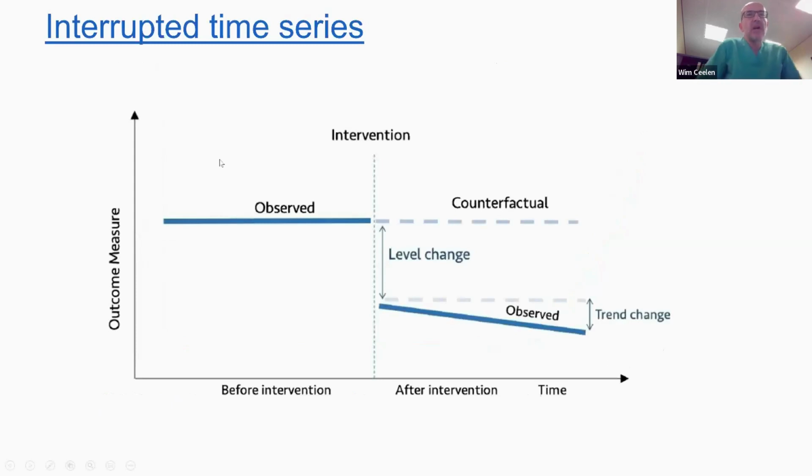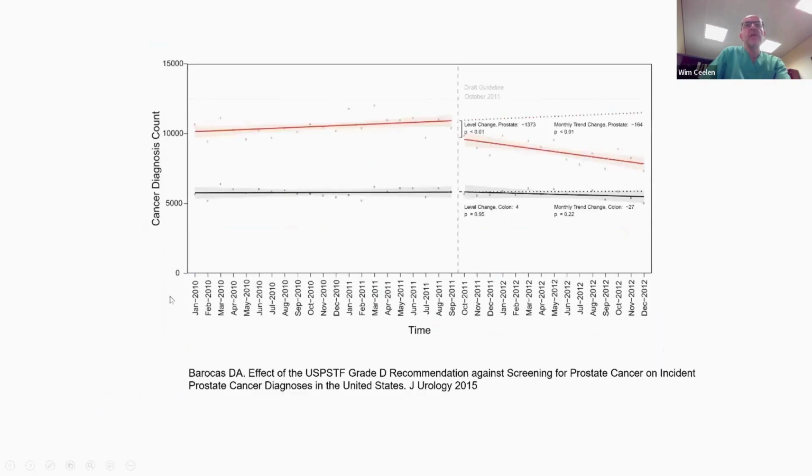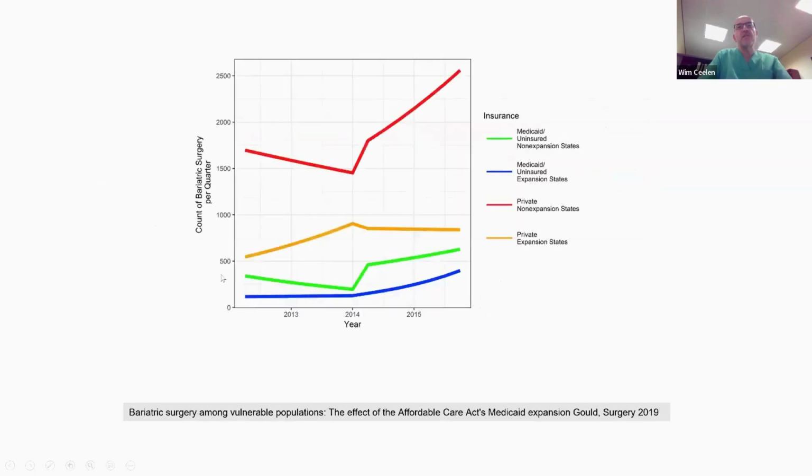So this is an example of an interrupted time series. You just observe the outcome before starting a specific intervention, and then you observe the outcome after the intervention. And this is an example. It's an observation of the number of diagnoses of prostate cancer in the US after there was a change in the recommendation regarding screening for prostate cancer. And you can see that before versus after, there is a clear drop in the number of prostate cancer diagnoses.